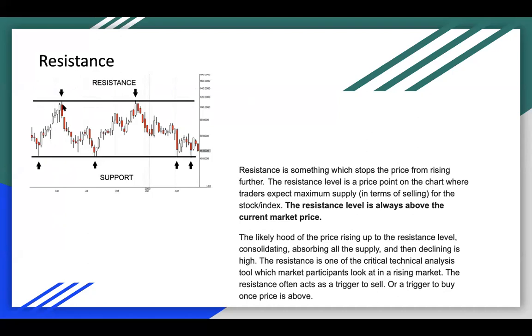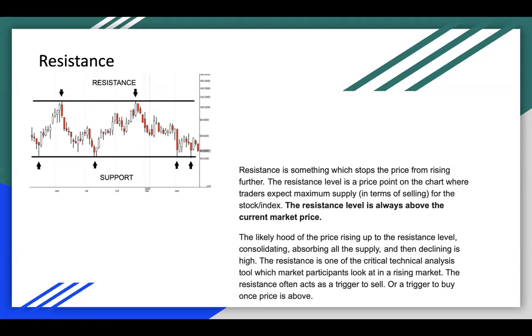In this case, what creates a resistance is 3 touches of either the wicks or the candles. That's my rule. I mean, that's like a general rule in the markets. So the resistance level is a price point on the chart where traders expect maximum supply in terms of selling for the stock slash index. The resistance level is always above the current market price.